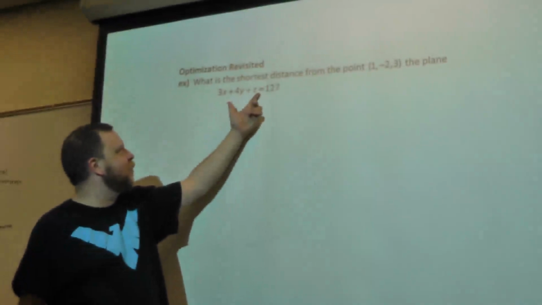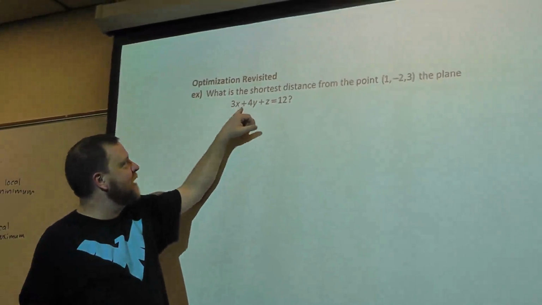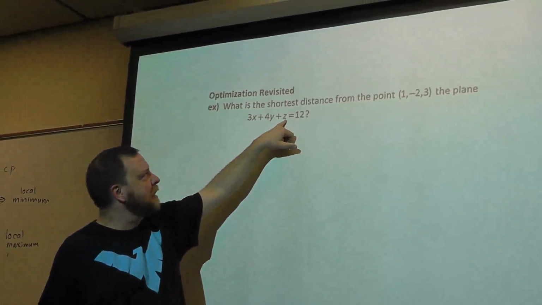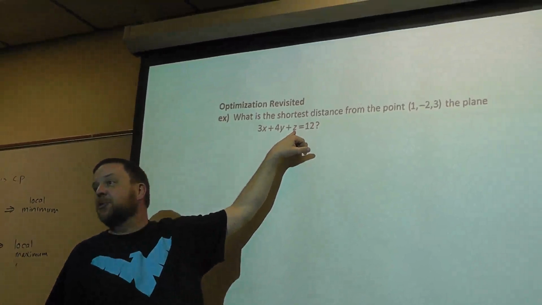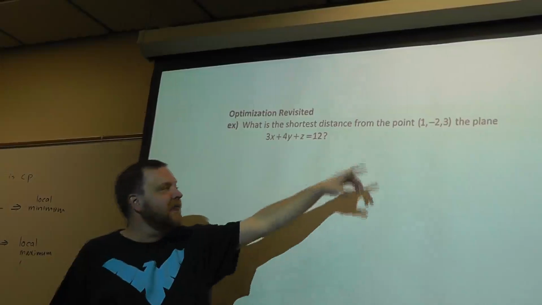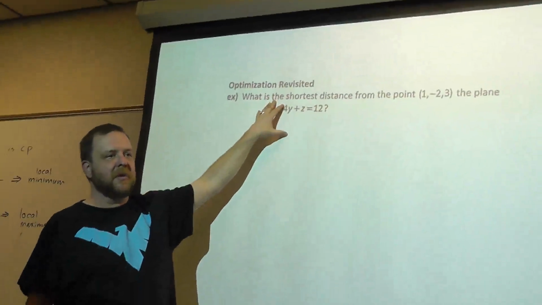Next problem. If you plug in 1 for x, -2 for y, and 3 for z, that's going to be 3 minus 8 is -5, plus 12... so it doesn't equal 12. So sure enough, this point is not on the equation of this plane.